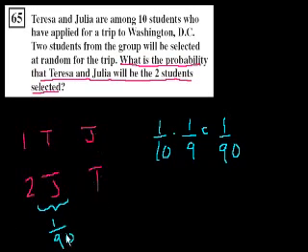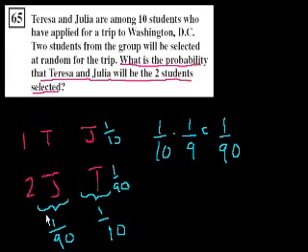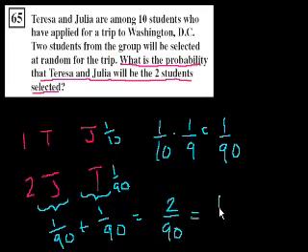And then what's the chance of that happening? Well, it's the same thing. This is 1 in 10, and this is 1 in 9, right? And so you have a 1 in 90 chance of it happening. And so what is the probability of either of these things happening, of this combination or this combination? Well, you just add them together, and you get 2 out of 90, which is equal to 1 out of 45, which is choice A.